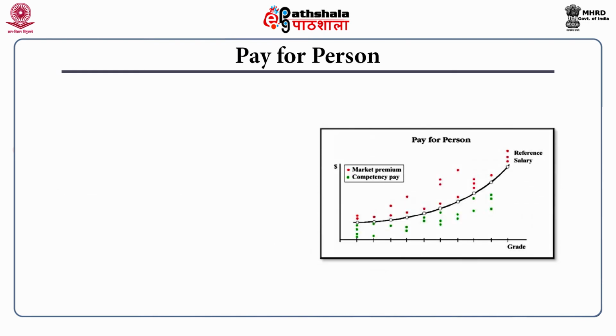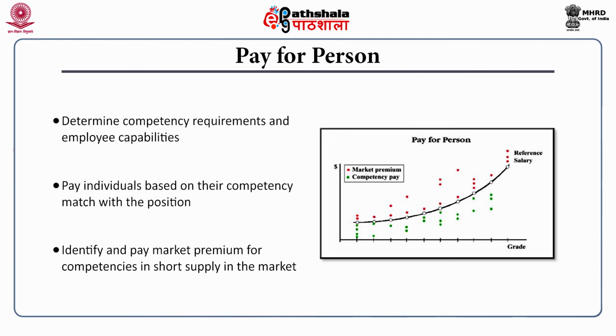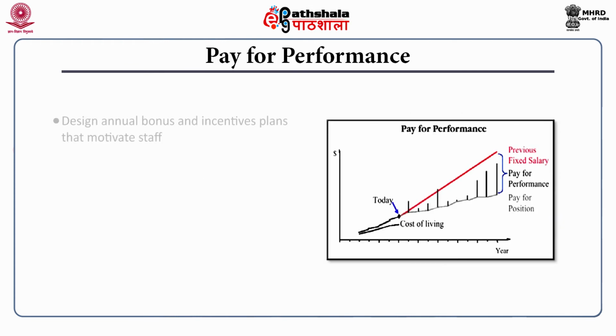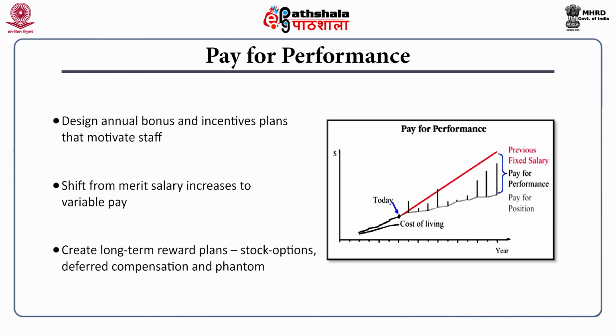Pay for person. Here, determine competency requirements and employee capabilities. Pay individuals based on their competency match with the position. Identify and pay market premium for competencies in short supply in the market. This becomes clear from the diagram. Pay for performance. Design annual bonus and incentive plans that motivate staff. Shift from merit salary increases to variable pay. Create long-term reward plans, stock options, deferred compensation, etc. Here we can see in the diagram how salary is fixed as per the performance.